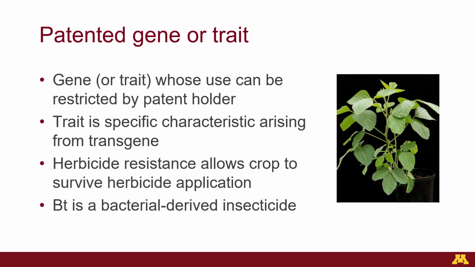A trait can mean any characteristic of an organism, but in the context of genetic engineering, trait generally refers to the specific characteristic arising from the transgene. In the crop plants that we will be discussing, the traits involved are generally herbicide resistance or production of the insecticide Bt.